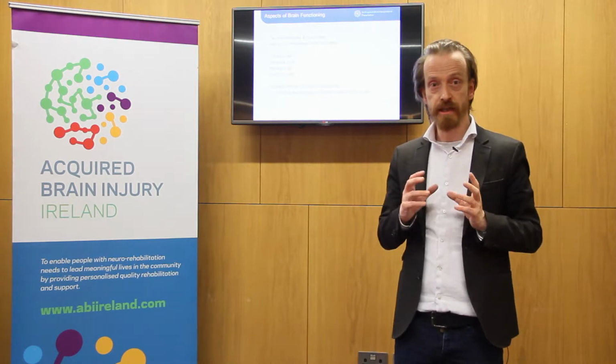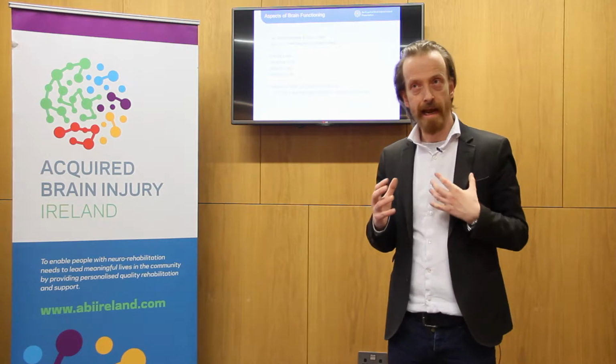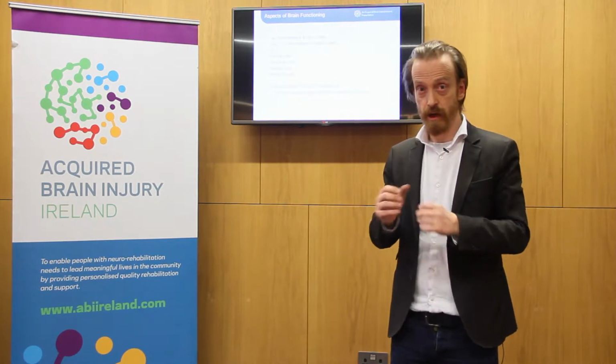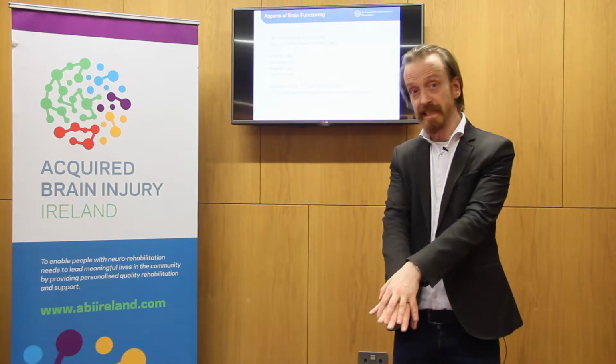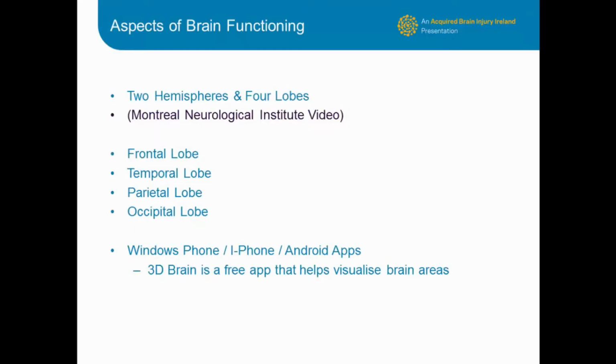Parietal lobe is doing your understanding of how your body is operating in space, so where your arms and legs are. Also the body sensations that come back from your arms and legs are processed in the parietal lobe. So it's almost like there's a little model of your body that's in there, that's working away.